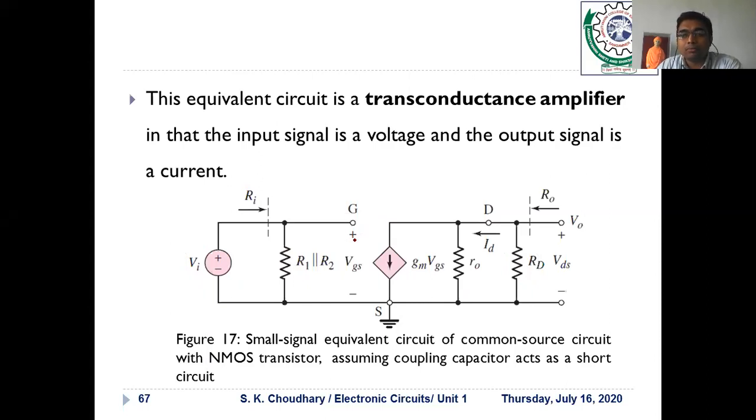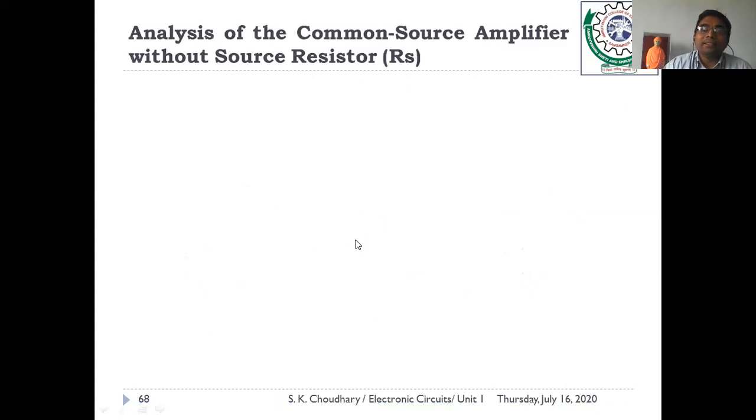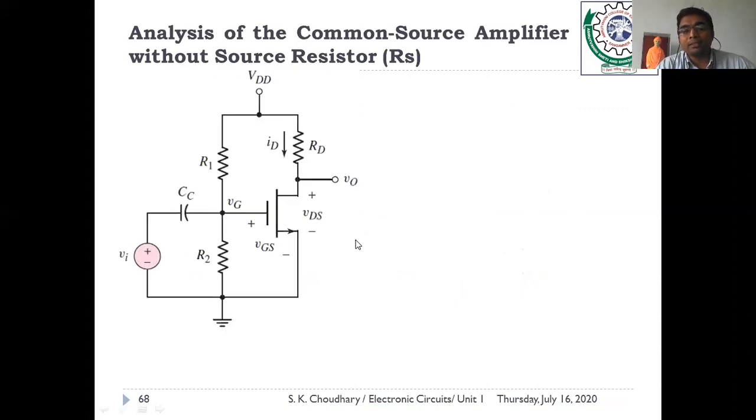Now we have to move to the next topic: analysis of the common source amplifier without source resistance. So which diagram do we have to refer to for this? This is the diagram for which we have already drawn the small signal equivalent circuit. This diagram shows the small signal equivalent circuit without RS. Here RS is absent. In some books they have also used this kind of diagram. You can also use that. It doesn't matter. Either this diagram, or I am modifying this diagram a little bit like this.